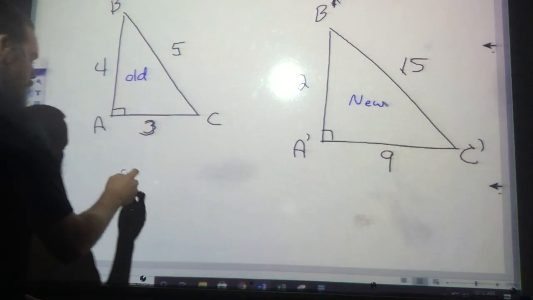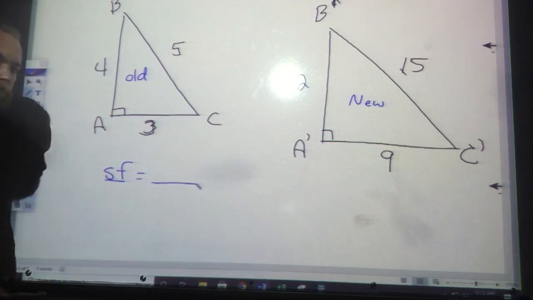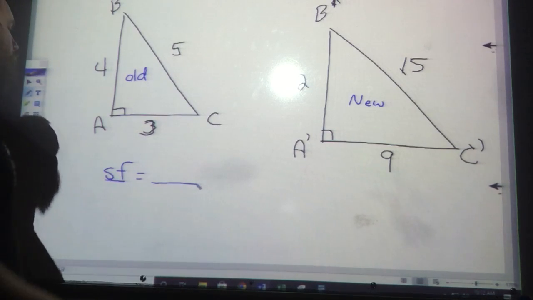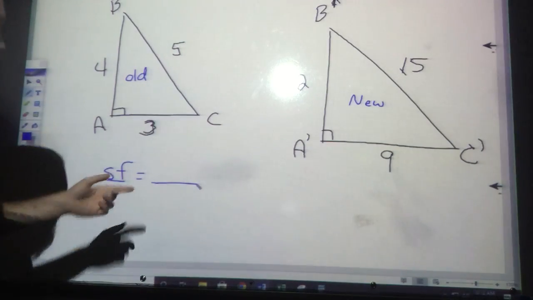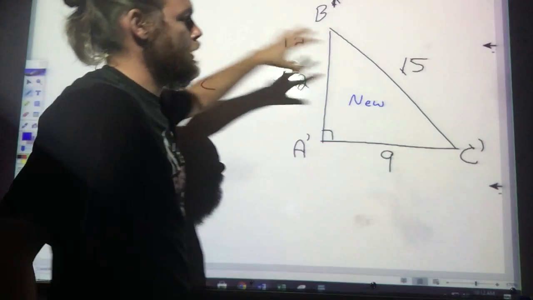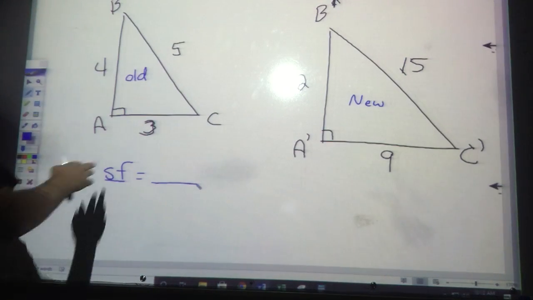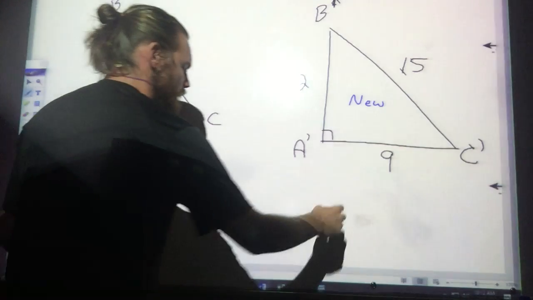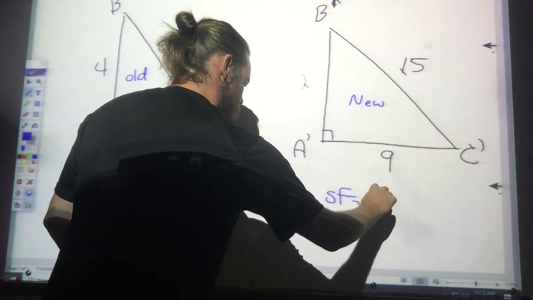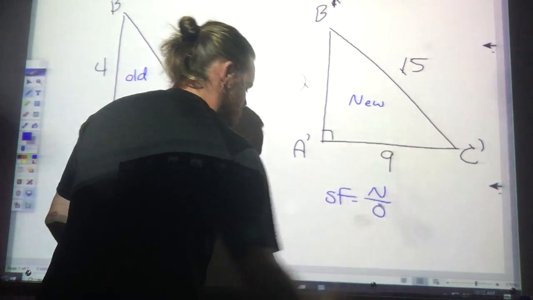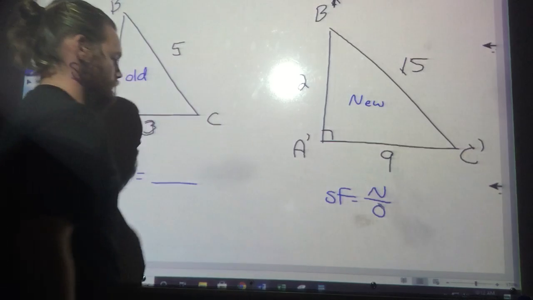All right, so what I want to do here is calculate the scale factor. I want to know how you get from here to here. You're going to have to use some kind of scale factor to get from your old one to your new one. Now, to calculate the scale factor, we're going to use our formula. Take the new measurement and divide by the old measurement. Take your new measurement, divide by the old.